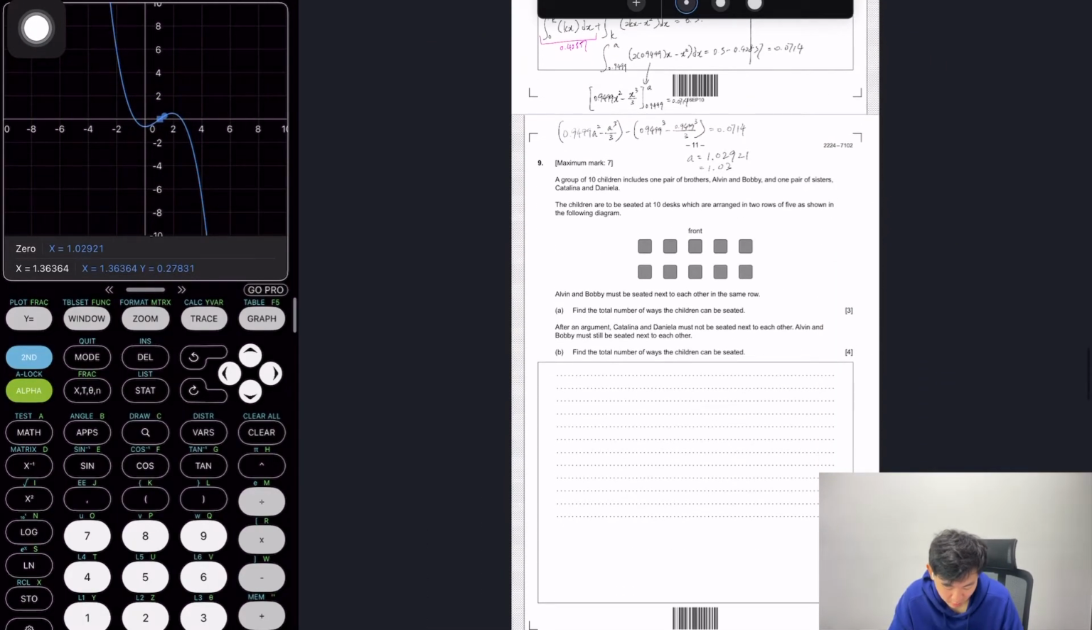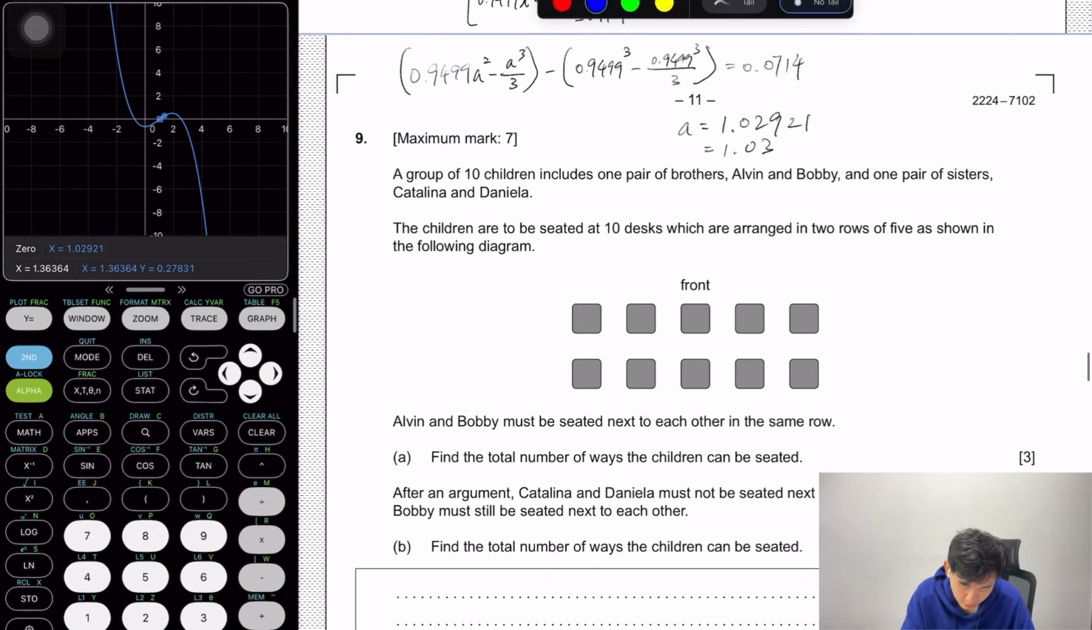Okay. So all right. Question number 9. Question number 9 is a permutation question. Okay. So let's read the question together. Now a group of 10 children, including a pair of brothers, A and B, and a pair of sisters, C and D, have to sit on 10 desks. Find the total number of ways that the children can be seated. Okay. Now A and B have to be seated right next to each other.